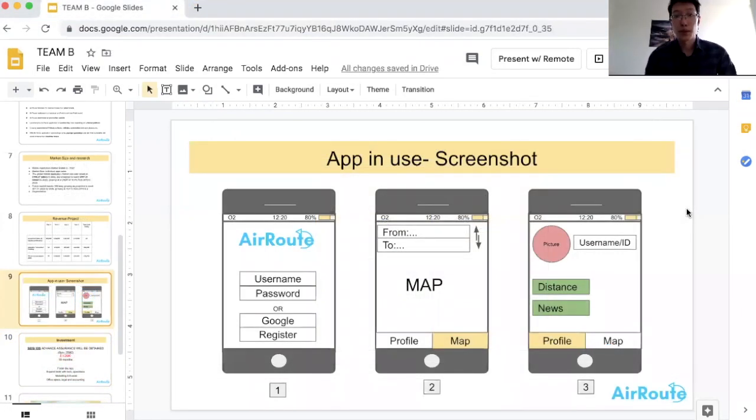So I'm going to talk about our app, using screenshots of our interfaces which we designed, and then move on to investments and finish up our presentation. If you look at the first interface, we can see our logo on top and username and password, or if you haven't got an account yet, you can just use your Google email or register using any email or phone number. Once you've done this part, you can move on to the second picture.